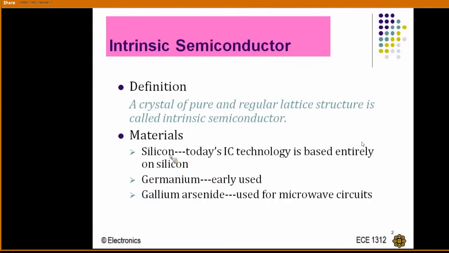Germanium was used early on, but compared to silicon, the cost of production of germanium is a little bit high. That's why we mostly prefer silicon-based materials. Gallium arsenide we use in microwave circuits. That is not related to you; the people in that stream can know very well.